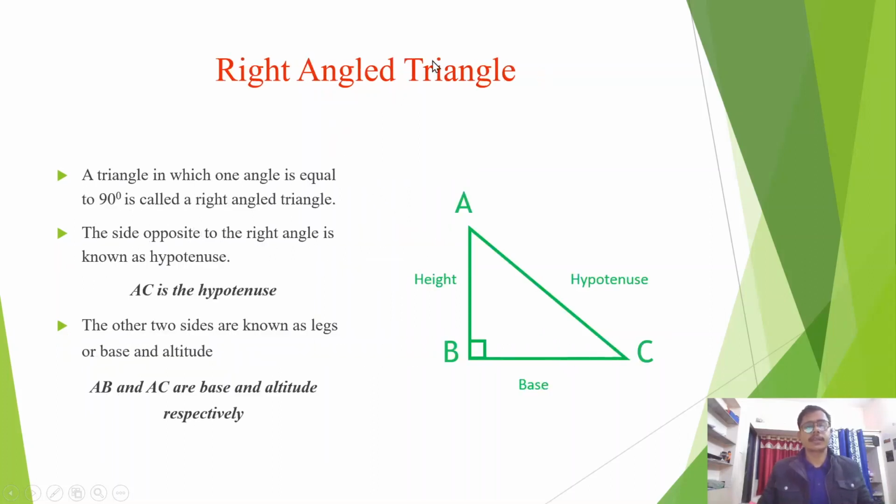Now what is a right angle triangle? A triangle in which one angle is equal to 90 degrees is called a right angle triangle. The side opposite to the right angle is known as the hypotenuse, the length AB is called the perpendicular, and the length BC is called the base of the triangle.